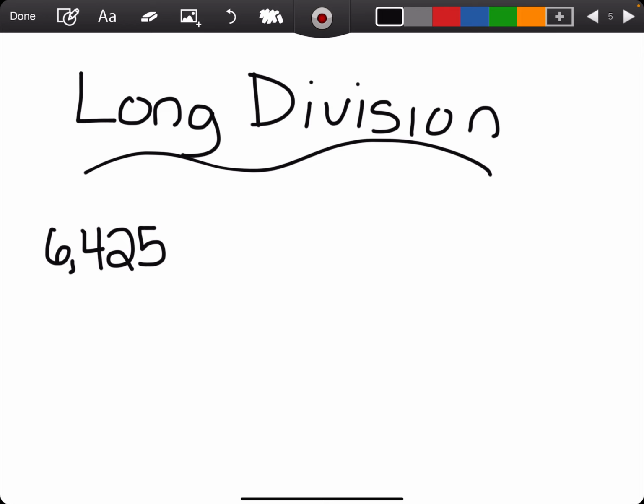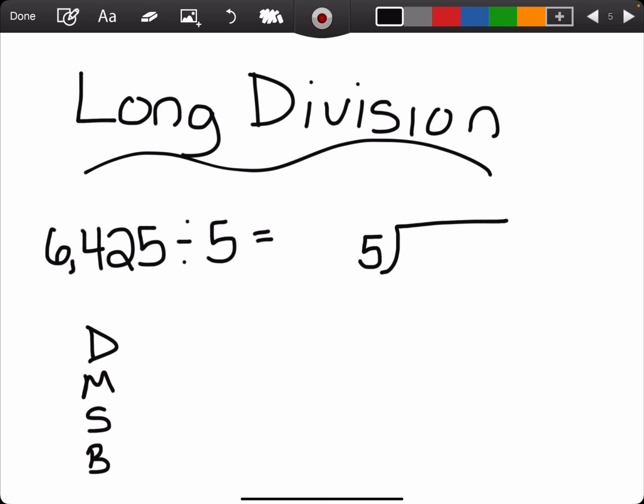6,425, and let's divide it by 5. First thing I want to do is put my checklist: divide, multiply, subtract, bring down. I'll make that checklist on the side. I'm going to rewrite the division problem where the dividend is inside the division house, 6,425.